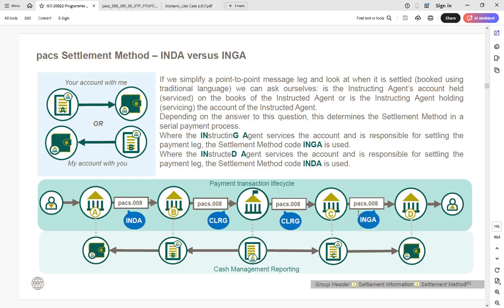On the other case now here, if you see how INGA is there, meaning instructed agent, who is doing the clearing of the payment here, instructing agent here. So who is the instructing agent here? Bank D here is doing the clearing. Okay, so he is doing the clearing. By the way, what should be INDA and what should be INGA, we don't have to bother about this. Always clear the payment, always. Okay, and how to identify this?